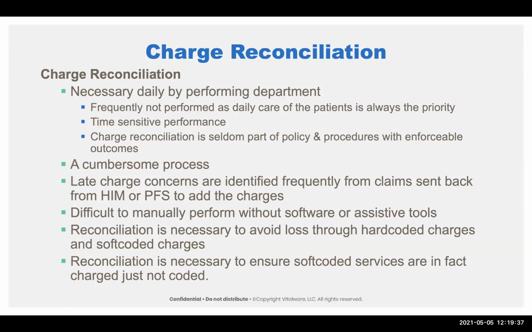Charge reconciliation has been known to be a benchmark best practice. However, nobody has the time to do it. So it's necessary in the performing department. However, it's usually not done because the daily care of patients is the priority, and staffing and acuity is also a priority. So this kind of falls by the wayside. Also, it's time sensitive. You have to have it all done before the claim goes out. And it's seldom part of a policy and procedure with enforceable outcomes. So for that reason, it's set up to fail.